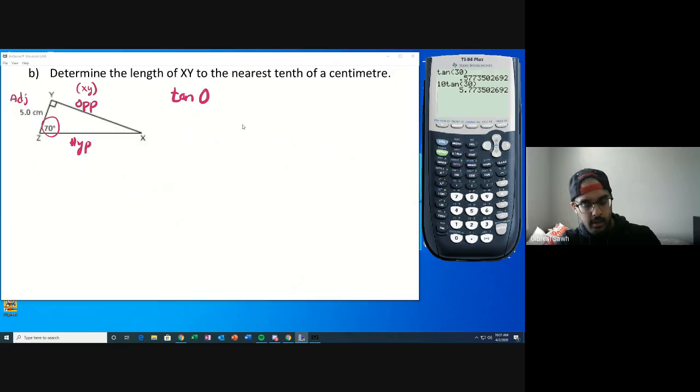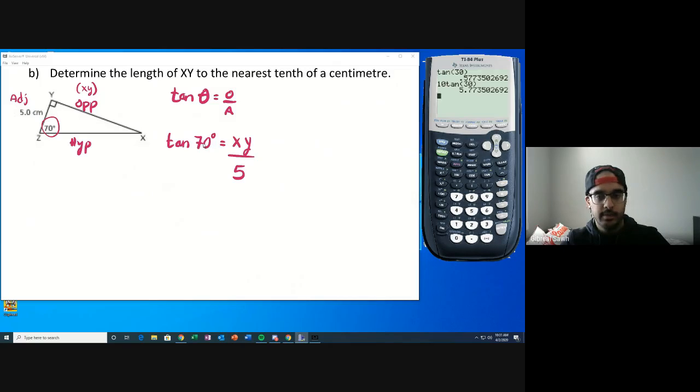So tan theta is opposite over adjacent. Fill in what you know. We know we have an angle of 70 as our reference angle. Opposite, we're going to call xy. And adjacent, we are going to call 5. Looks very similar to the last one. My variable that I need to find is on the top. I know everything else about this relationship.